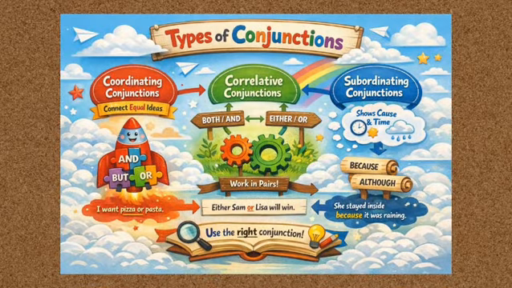Now, let us discuss the types of conjunctions. So basically, we have three types of conjunctions. The first one is coordinating conjunctions, which connect equal ideas. For example, if I say, I want pizza or pasta. The second type of conjunction is correlative conjunctions, which use both and, either or. It works in pairs. And the third type of conjunction is the subordinating conjunctions.